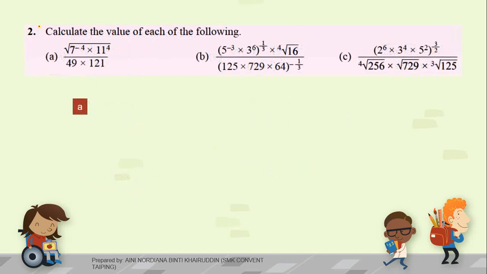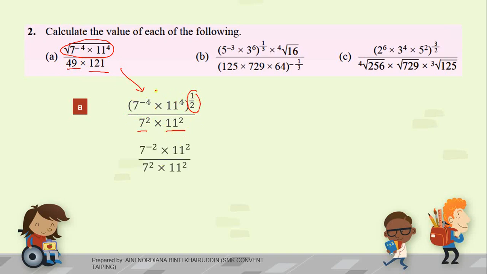Okay, for question number 2, calculate the value of each of the following. First, change this to the form of a to the power of 1 over n. So square root is actually the power of 1 over 2. The denominator 49 changes to 7 squared. 121 changes to 11 squared.